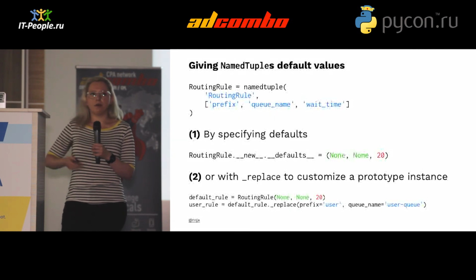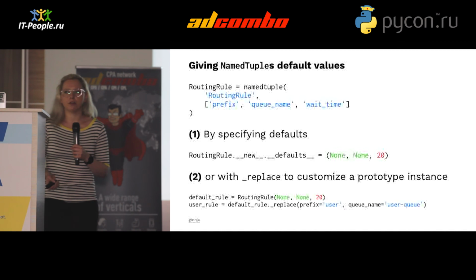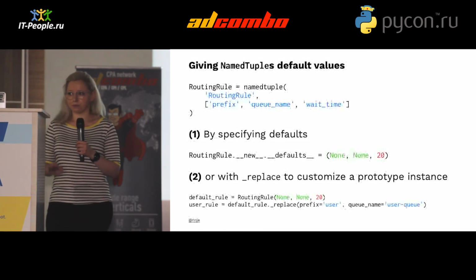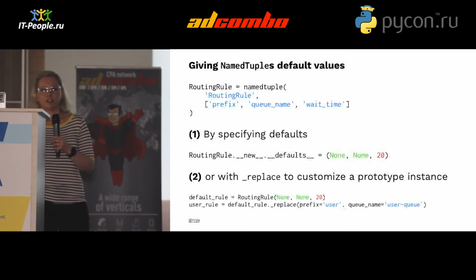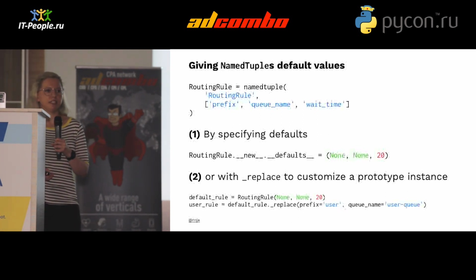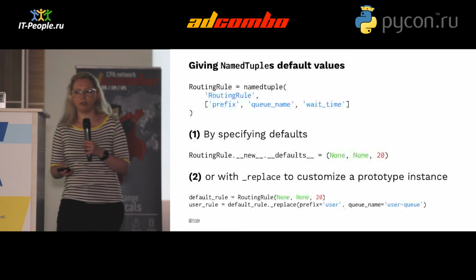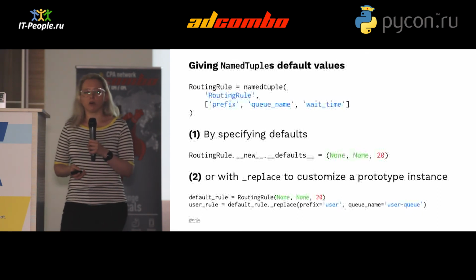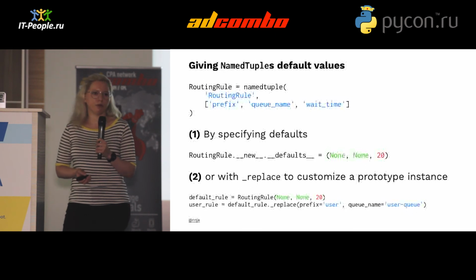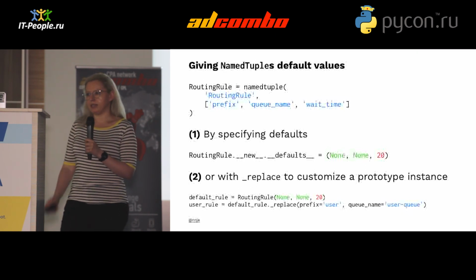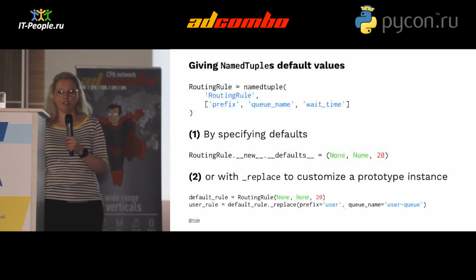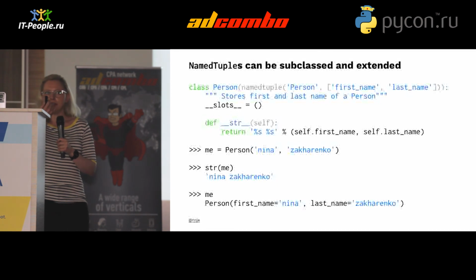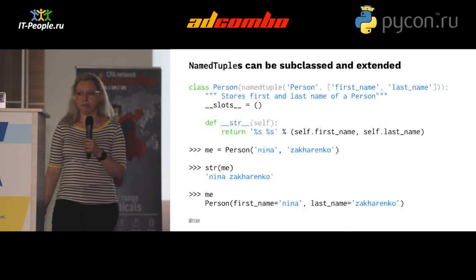Okay, so now we can also give our named tuples default values, and we can do that in two ways. The first with specifying dunder new dunder defaults. So every time we create a new instance of this class, we'll use the default specified. Or we can use _replace to customize a prototype instance. So in this case, every new routing rule will have a default wait time of 20 if a wait time is not provided. But named tuples can also be subclassed and extended.